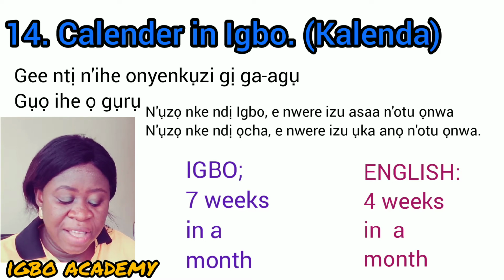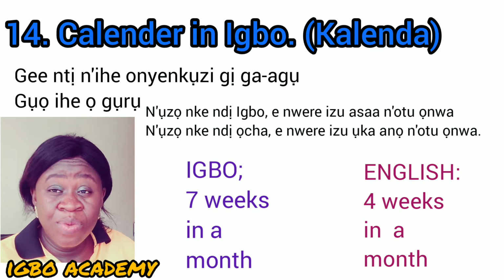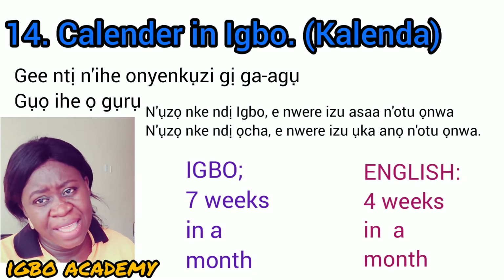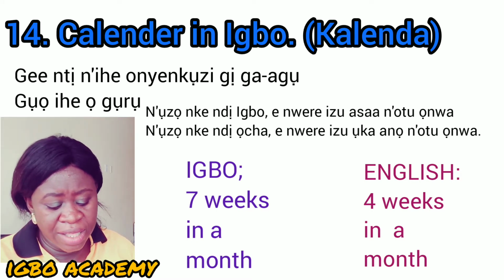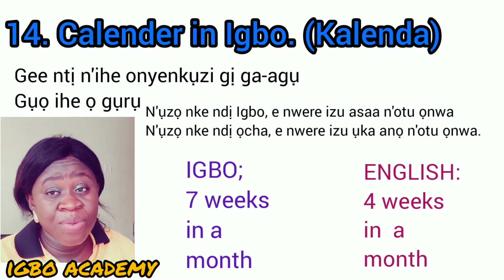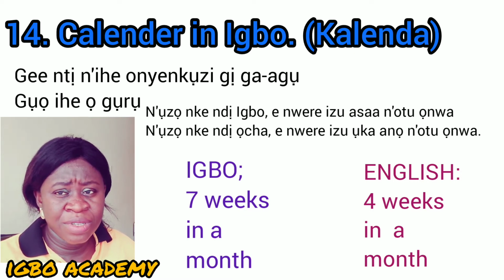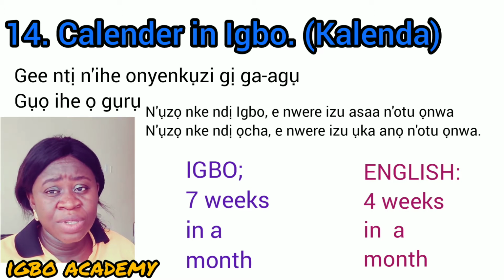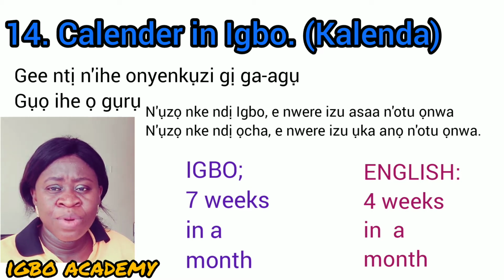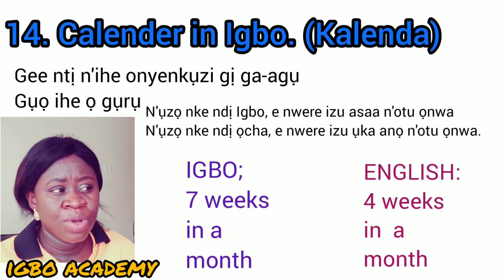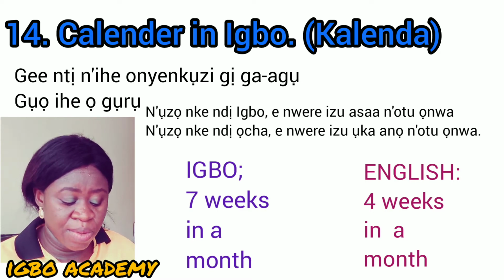According to the Igbo counting of days, there are 7 weeks in a month. While in English, there are 4 weeks in 1 month. So we've seen the difference. The Igbos have 4 days in the week. The English one has 7 days in the week. The English calendar has 4 weeks in a month, while the Igbo calendar has 7 weeks in a month.